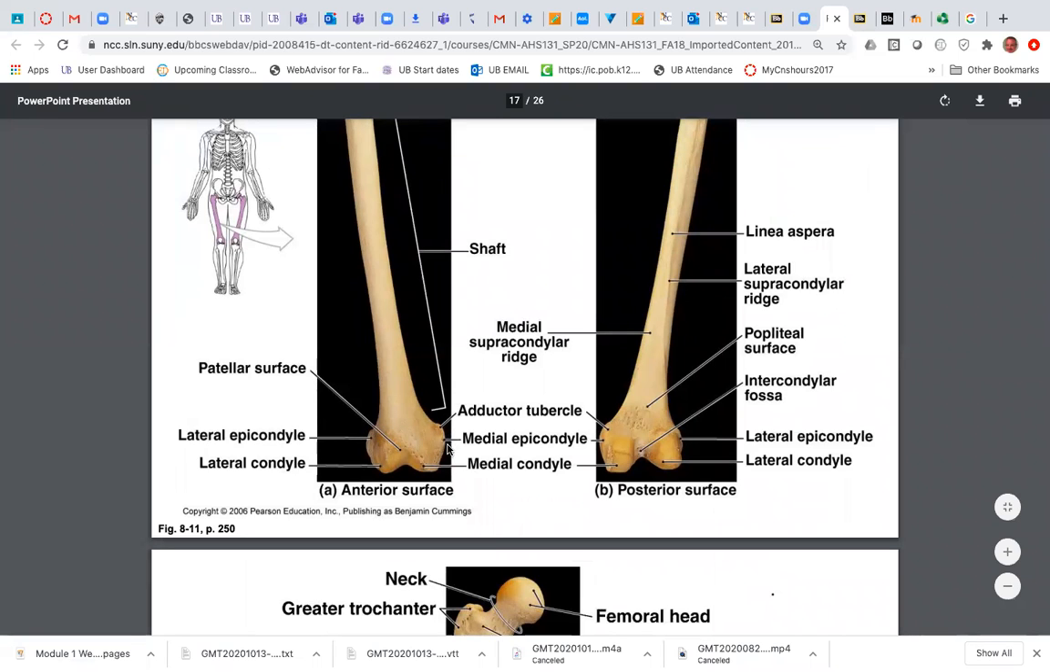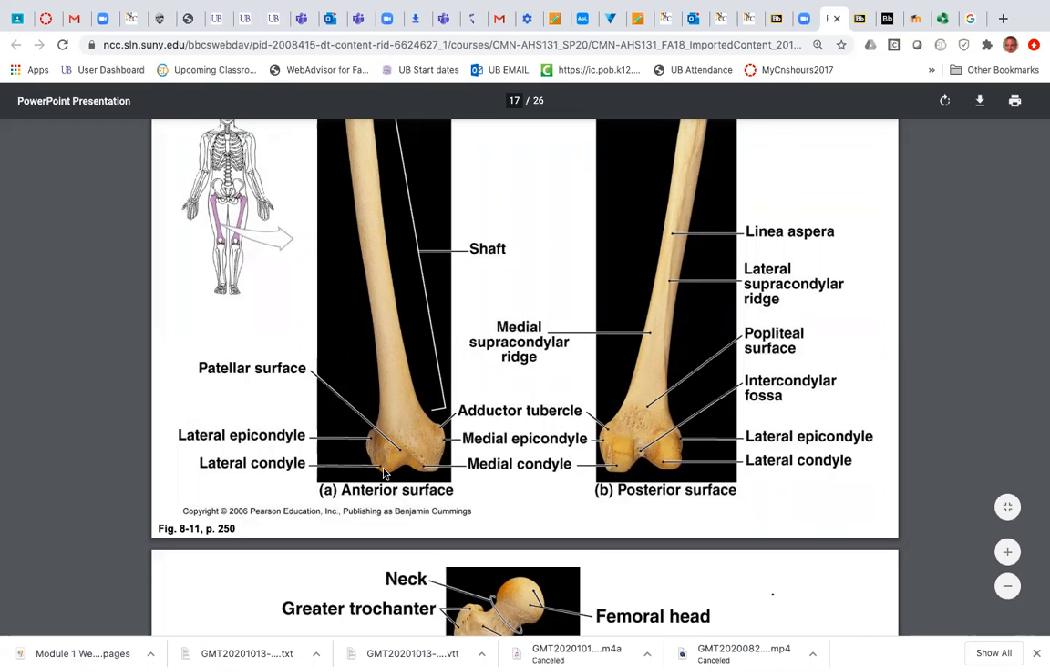On the inside or medial side, there's a medial epicondyle, and then lower a medial condyle. Remember, epi means above. So there's a medial condyle, flat, right? It's at the most inferior surface, which will articulate with the bone inferior to it, called the tibia. And so will the lateral condyle. So the lateral condyle and medial condyle of the femur will articulate with the tibia below it.